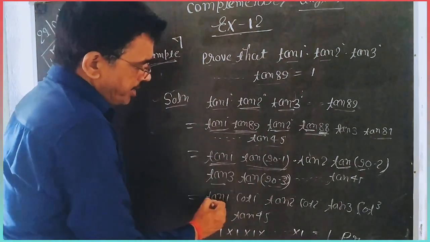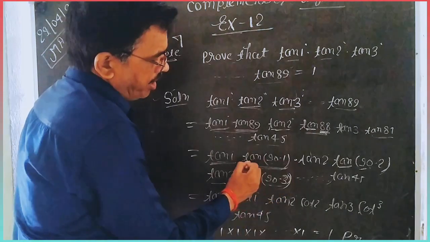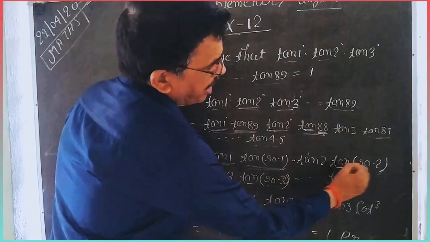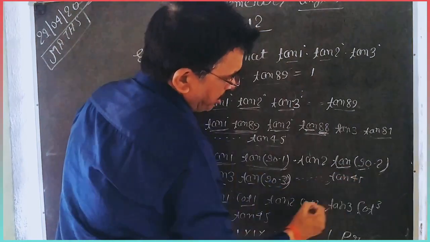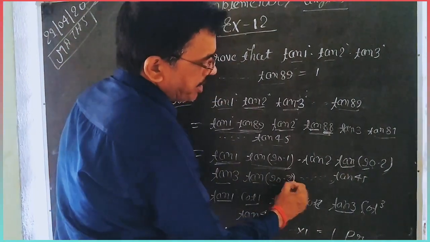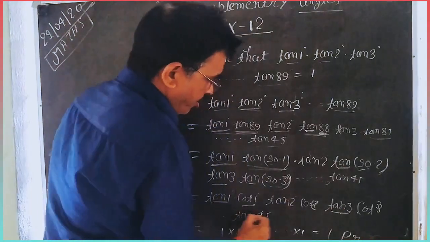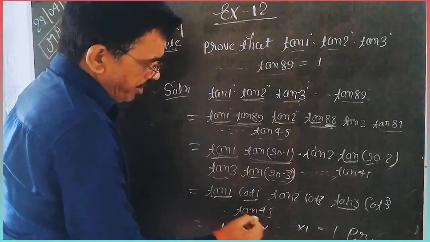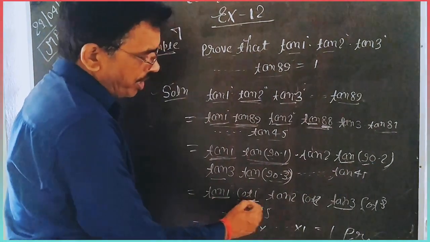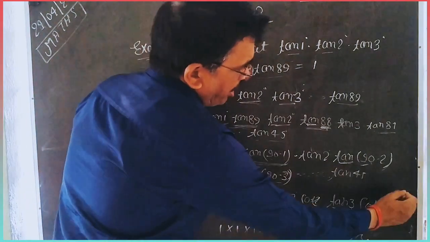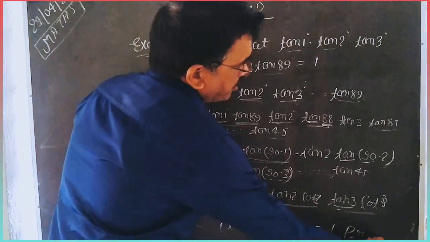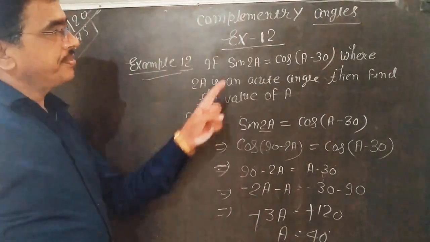How to get here? Here is tan 1 and tan 90 minus theta. Tan 90 minus 1, that is cot 1. Similarly tan 2, here is tan 90 minus 2, means tan 90 minus theta, that is cot theta, theta is 2 degree. Similarly tan 3, here is tan 90 minus 3, that is cot 3 degree, dot dot dot, tan 45 degree. Here is tan 1 and here is cot 1. One is the reciprocal of the other, so the value is 1. Similarly it is 1, it is 1, and tan 45 is also 1. Therefore 1 into 1 into 1 into 1 is equal to 1. That is proved.